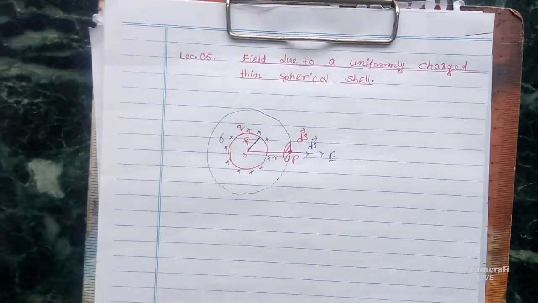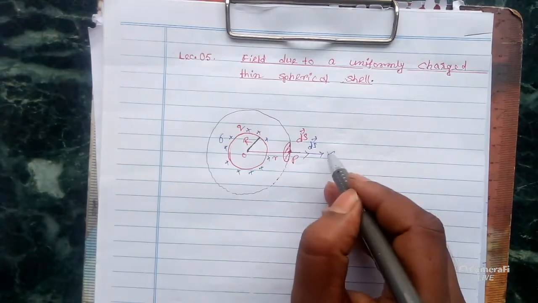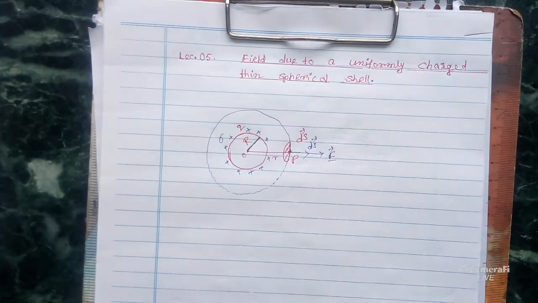So the flux coming out from this surface is maximum, that is E ds, the product of electric field and the surface area. Clear? Now three conditions we have to calculate.